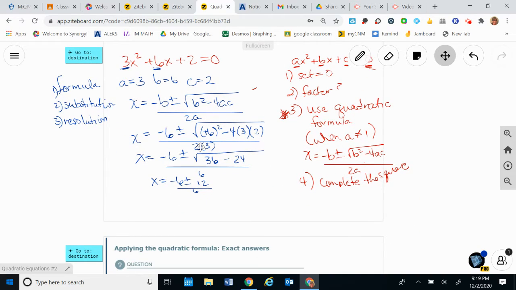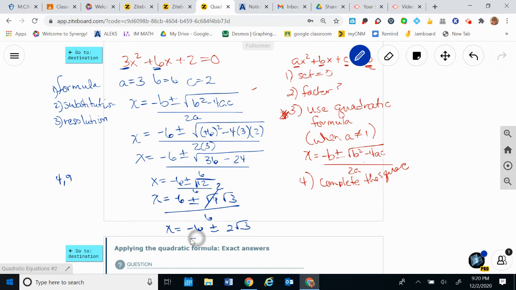We're not done yet. First of all, I need to get that square root on there. And now you're like, oh man, I know a perfect square that goes into 12. It's 4. 4 goes into 12. So we're going to break up 12. X equals negative 6 plus or minus the square root of 4 times the square root of 3 all over 6. Then we take the square root out, and we'll get 2. X is equal to negative 6 plus or minus 2 root 3 over 6.